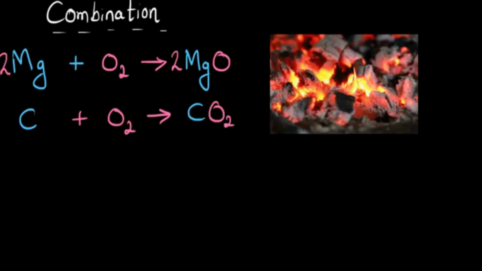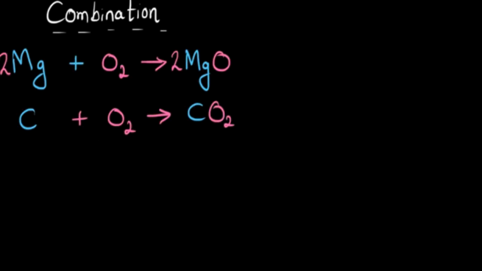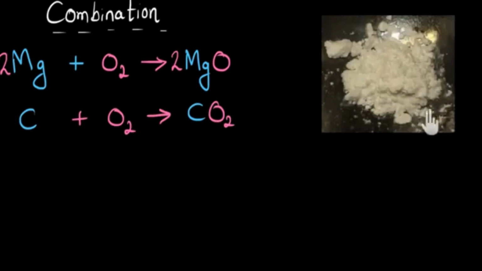Now let's look at another example. I have a white powder. This is calcium oxide. Now when I pour some water on top of it, water is going to combine with the calcium oxide, and we will get a white milky mixture which is used to whitewash our walls. We'll talk about that later, but let's write down this equation and see what is the combination reaction.